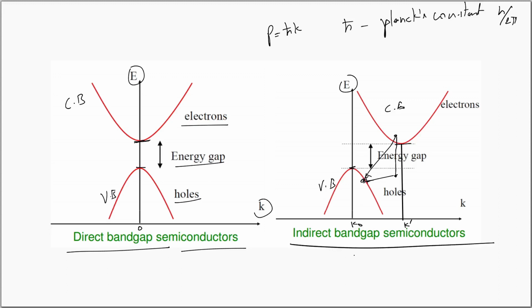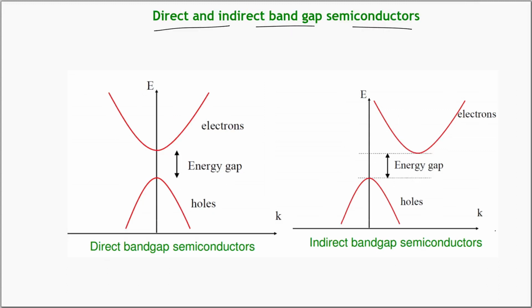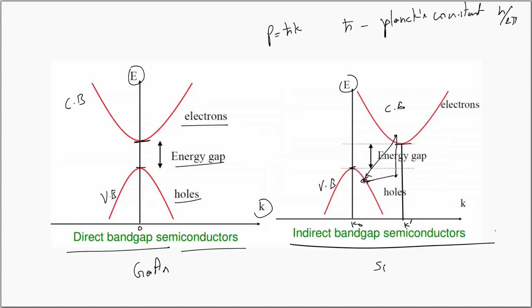The example for an indirect band gap semiconductor is silicon, and the example for a direct band gap semiconductor is gallium arsenide. In this video we have seen what are direct band gap semiconductors and what are indirect band gap semiconductors. The semiconductors can be divided into two groups basing on the band gap. One group is direct band gap semiconductors, the other group is indirect band gap semiconductors.